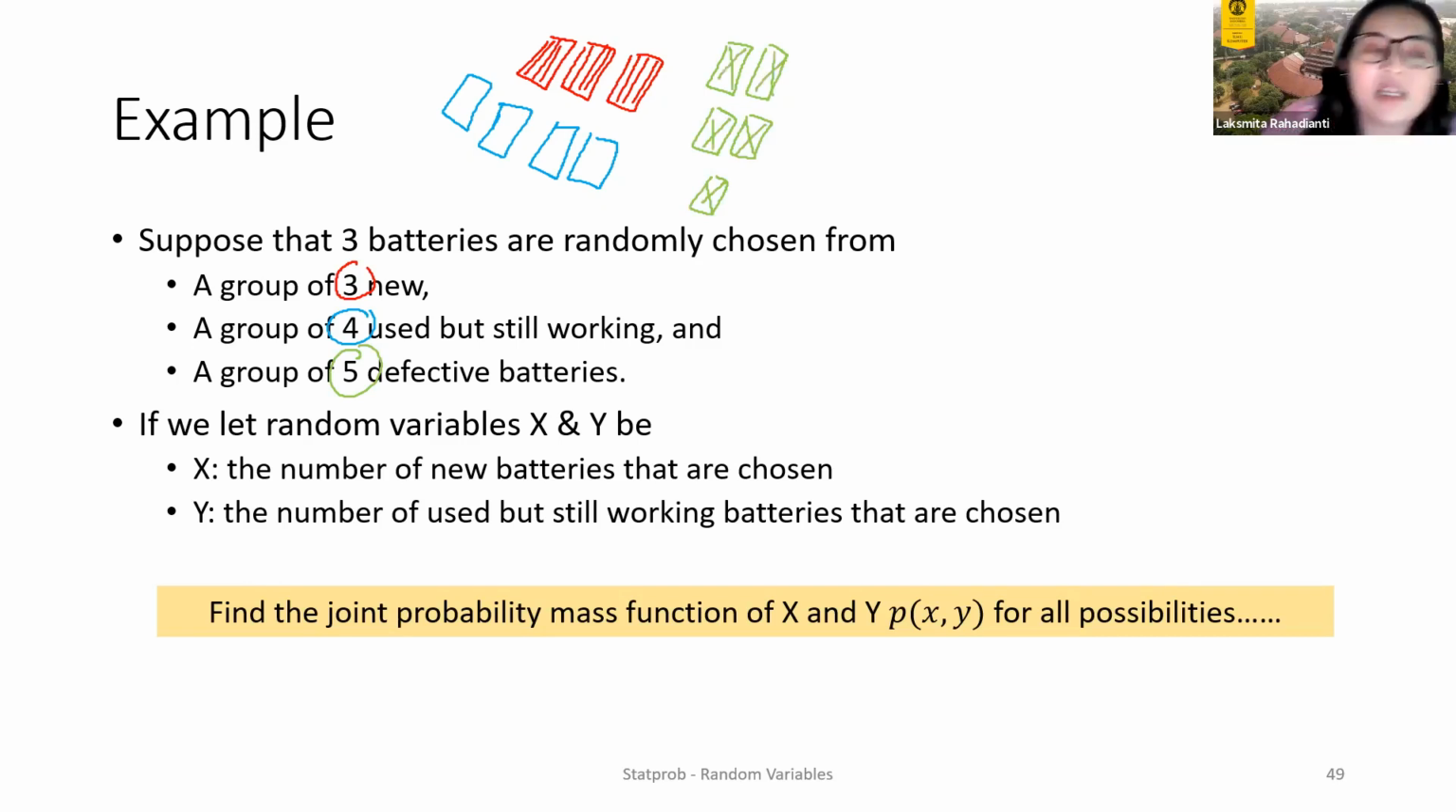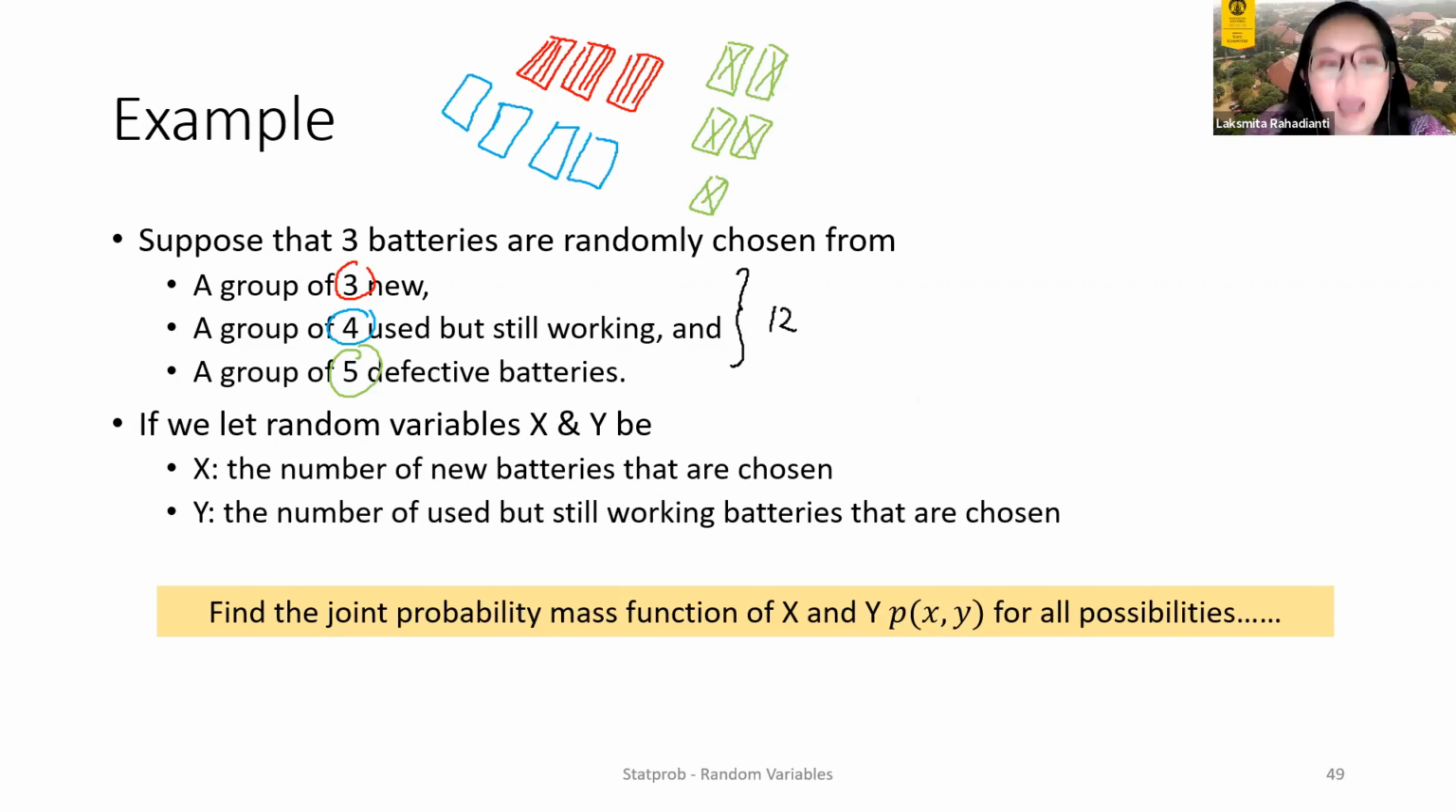And I am selecting 3 batteries here. So what I'm doing here is I'm just taking random 3 out of this group of 5 plus 3 plus 4, 12 batteries, a total of 12. We have a total of 12 batteries.